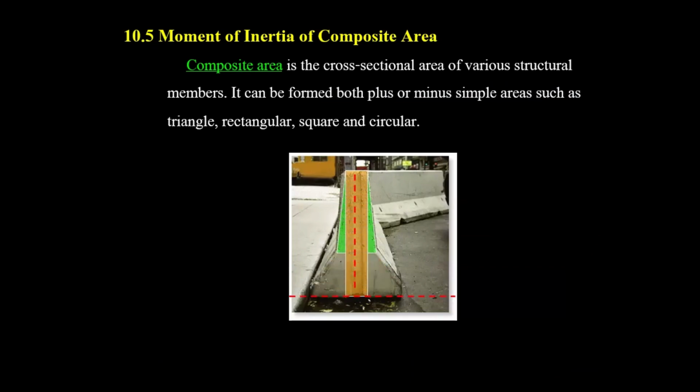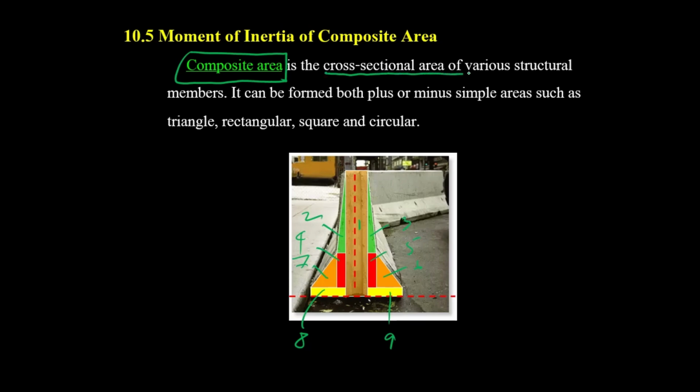We have a composite area, as mentioned. This one is composed of 1, 2, 3, 4 parts, and it can be divided into 1, 2, 3, 4, 5, 6, 7, 8, and 9. This is called a traffic barrier. If you go to Terminal 21 now, there is construction and there are some traffic barriers. A traffic barrier is an example of a composite area, which is the cross-section area of various structural members, formed by adding or subtracting simple areas.